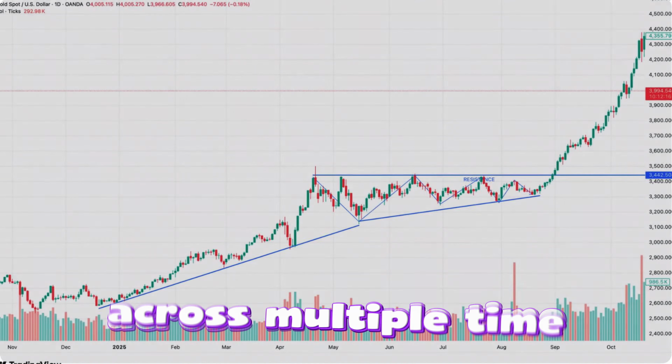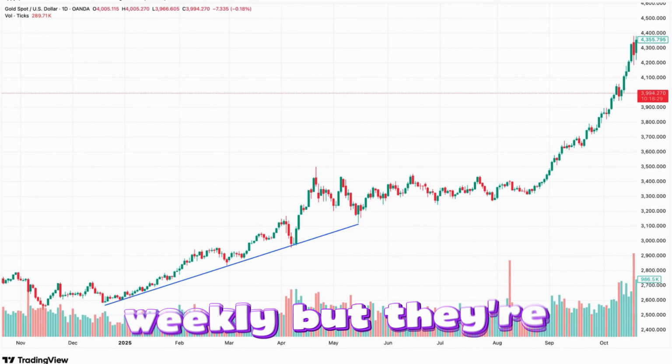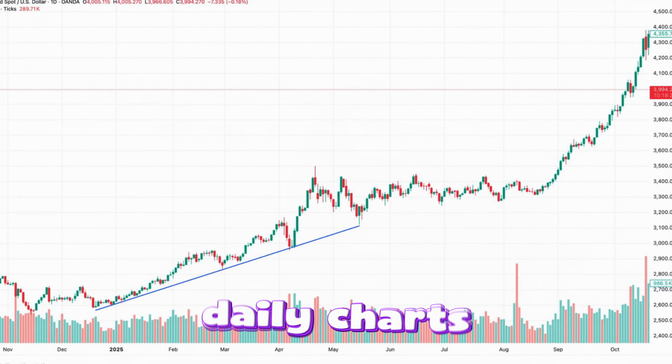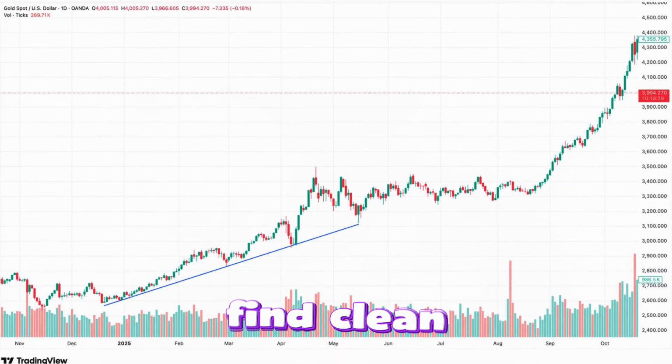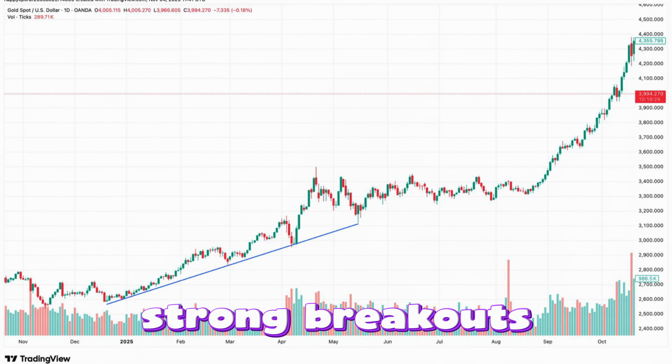VCP patterns appear across multiple time frames, from intraday to weekly, but they're most reliable on daily charts where institutional activity is most visible. That's where you'll find clean, controlled patterns that lead to strong breakouts.